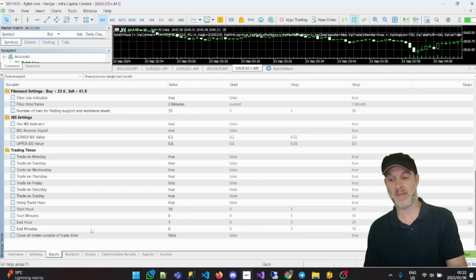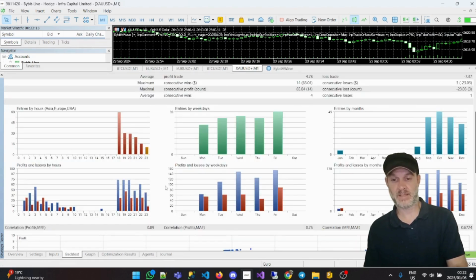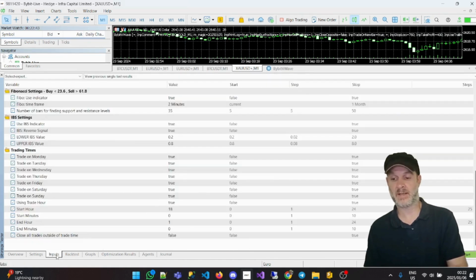So if you only want to trade on Mondays, look at the backtest over here, you can see it looks like Wednesday is more profitable. If you only want to trade on Wednesday, you can see here we're only trading between 1800 and I think it's like 2200. So if you only want to trade between these 2 hours because these are the most profitable times that you got from backtesting, you could trade between certain times. All right, so that is it for the inputs.